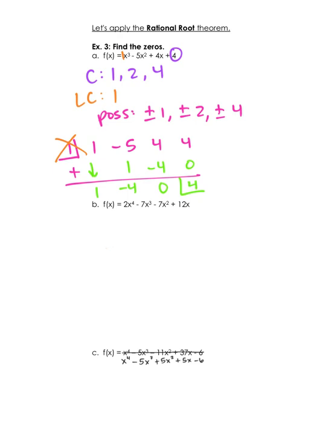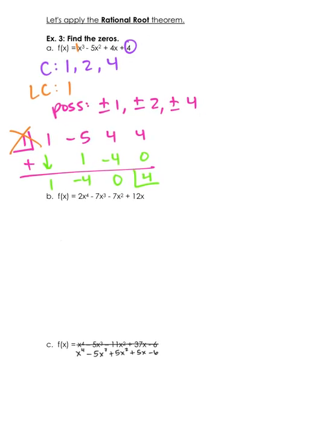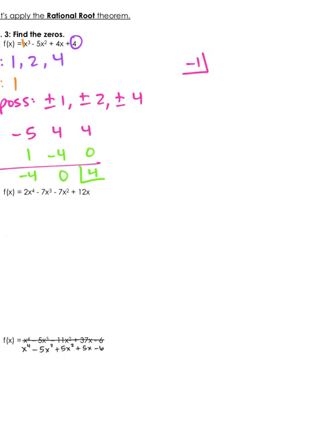So we will try again. Sometimes a lot of people like to go through all the positives. I personally like to do at least +1 and -1 before I move on to other numbers. So I would do -1 next. So my coefficients are the same, 1, -5, 4, and 4.